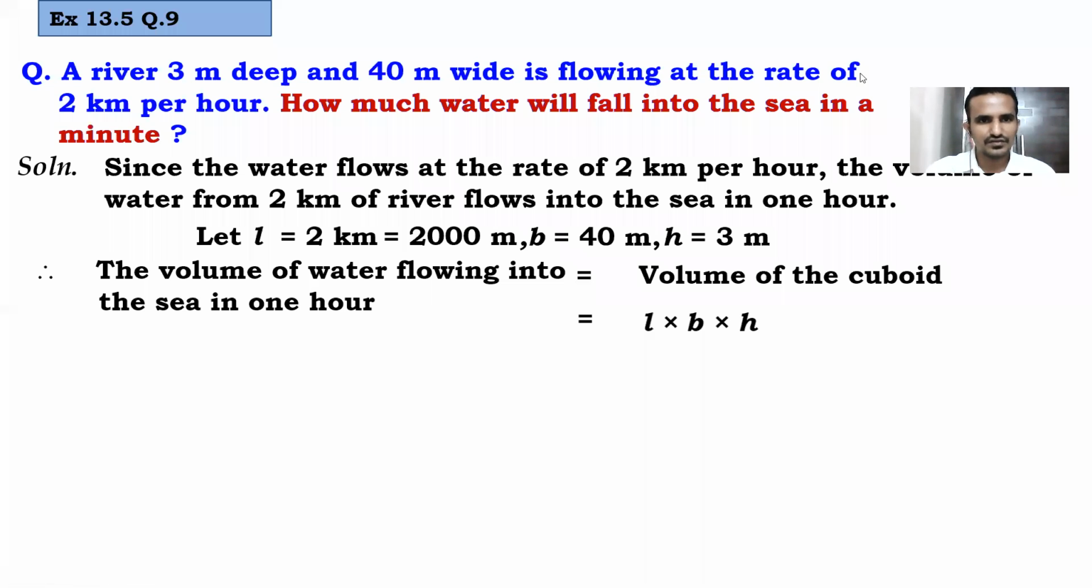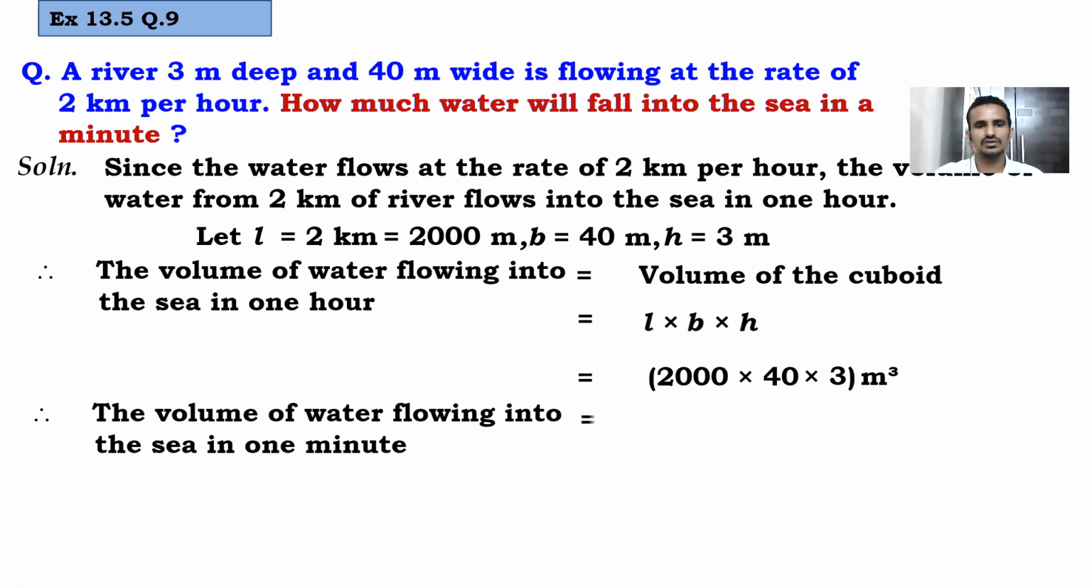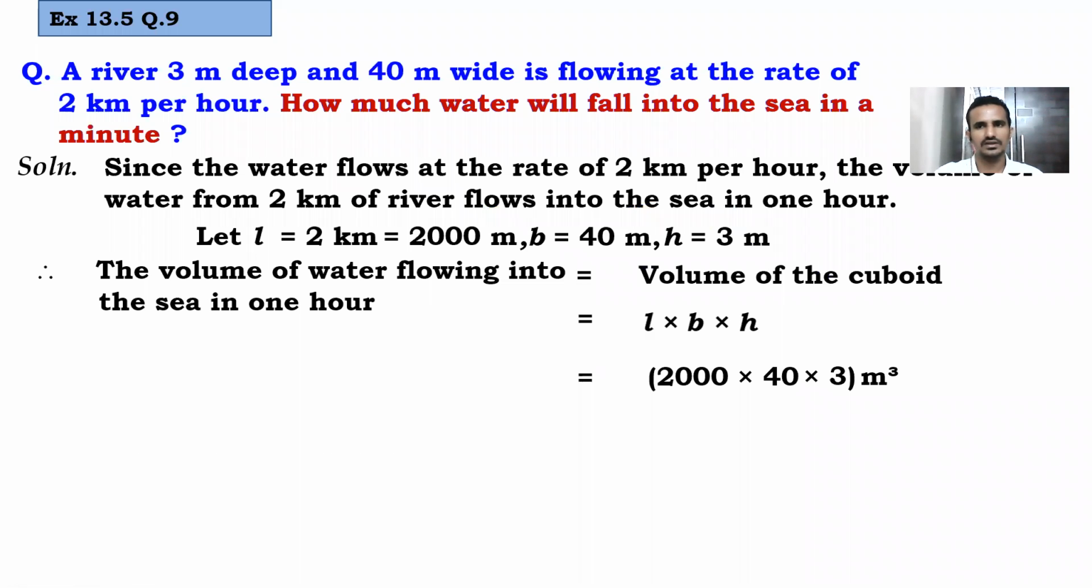I have got the answers from many of you. Let's see the answers here. Okay, let's see the calculation first. So it is going to be length into breadth into height, that is 2000 into 40 into 3. So it is easy now. 2000 into 4 will be 8000, 80,000 into 3, that is 2,40,000 it will be.